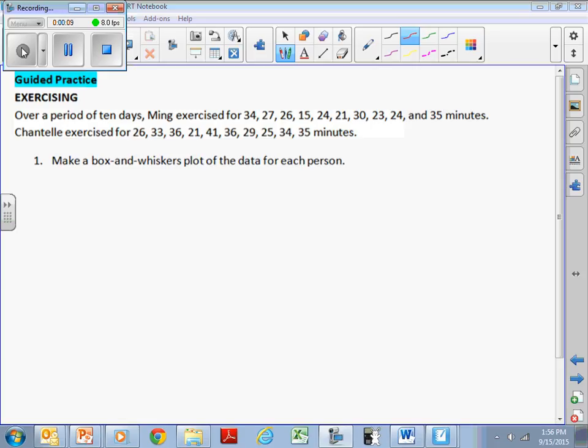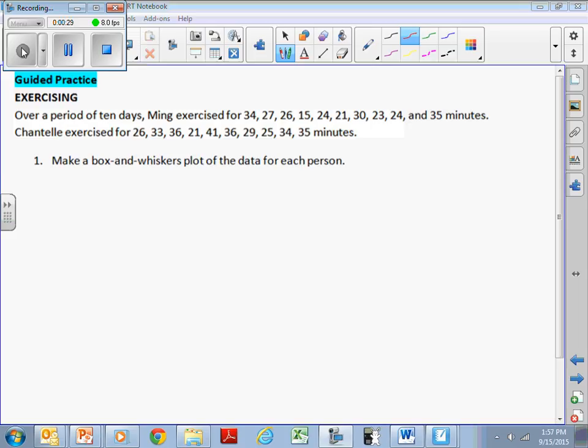Over a period of 10 days, he's now famous, exercising. Here's a bunch of numbers that hopefully you can see. Chantel, hey, what's up? Chantel exercised for a certain number of minutes. Let's see what it asks. Make a box and whiskers plot of the data for each person. In other words, make two of those box and whisker things. So here it comes. All right, step one.